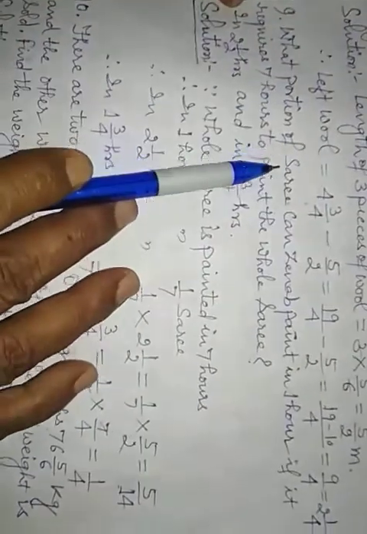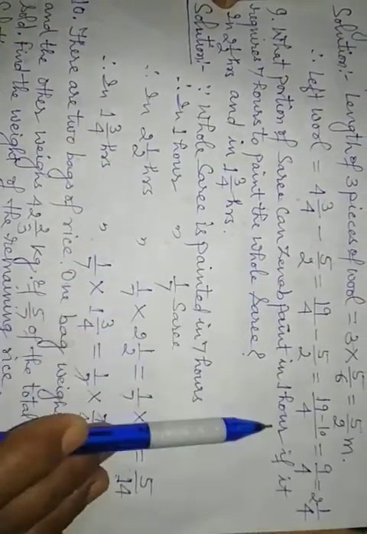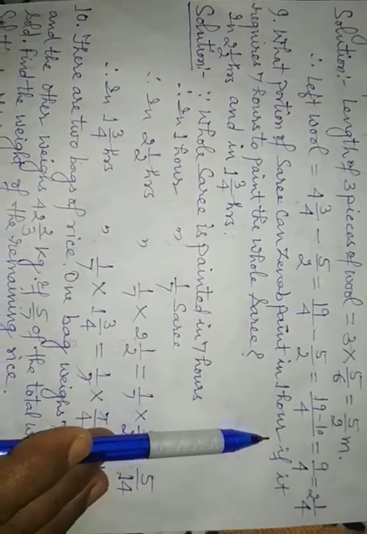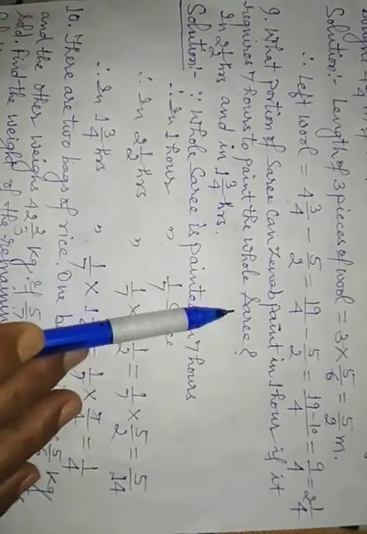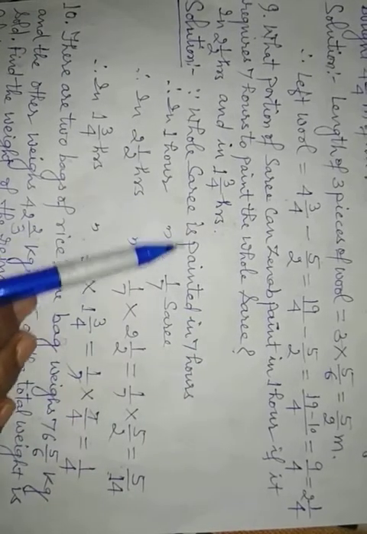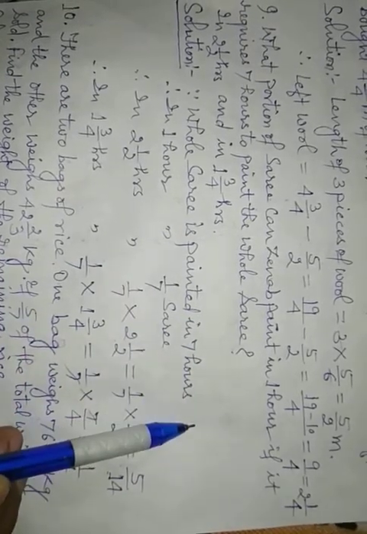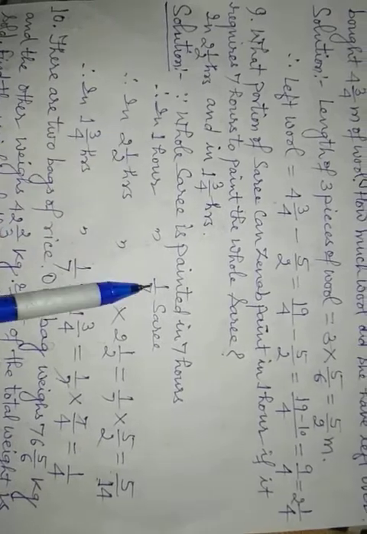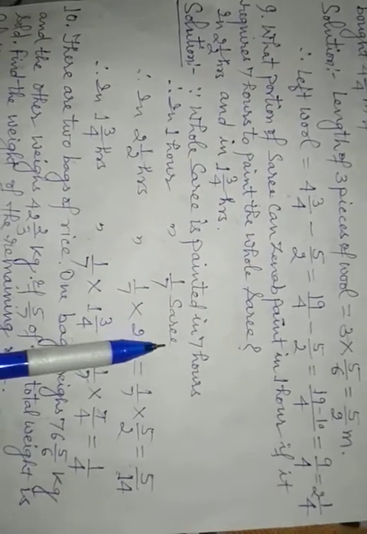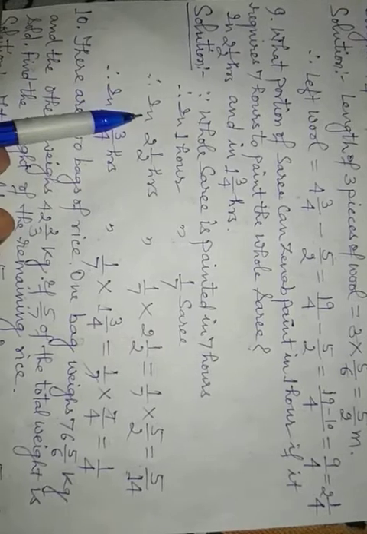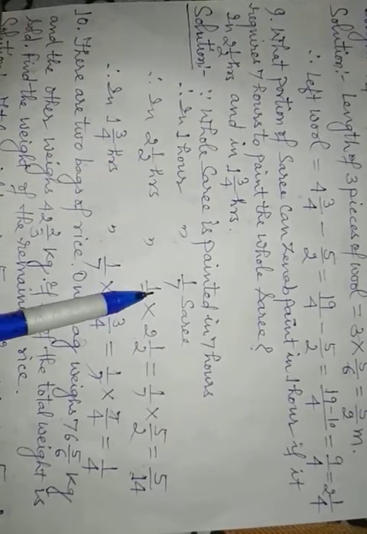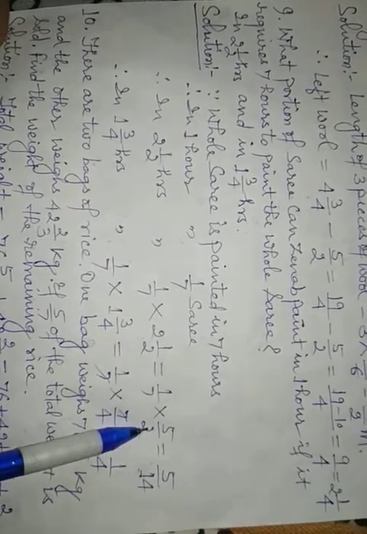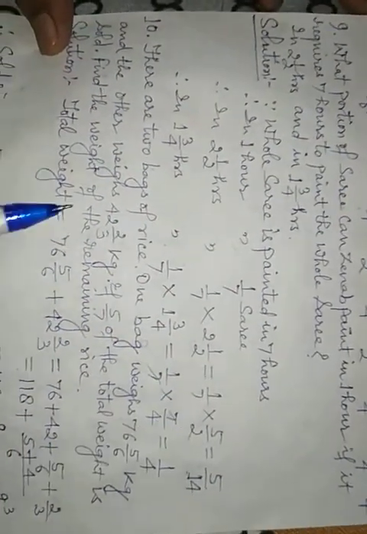Question number 9. What portion of the sari can Janab paint in 1 hour if it requires 7 hours to paint the whole sari? Whole sari is painted in 7 hours. Therefore, in 1 hour, 1 by 7 part of the sari will be painted. Therefore, in 2.5 hours, 1 by 7 into 2.5. That is 1 by 7 into 5 by 2. So 5 upon 14.